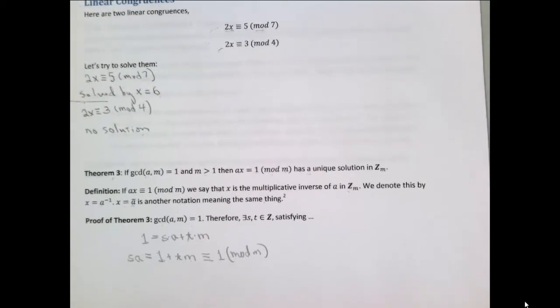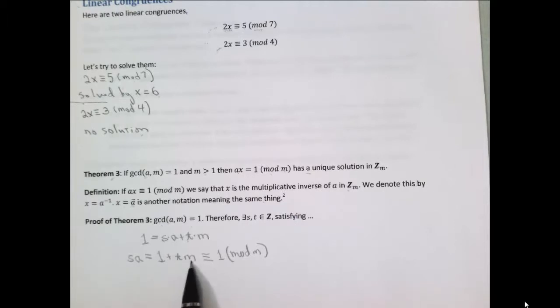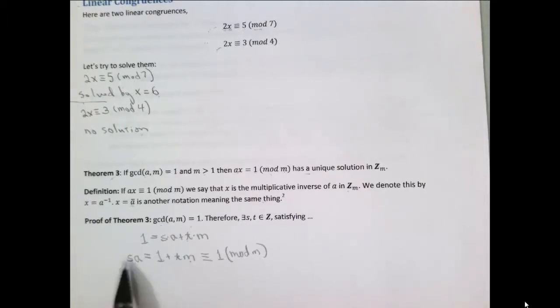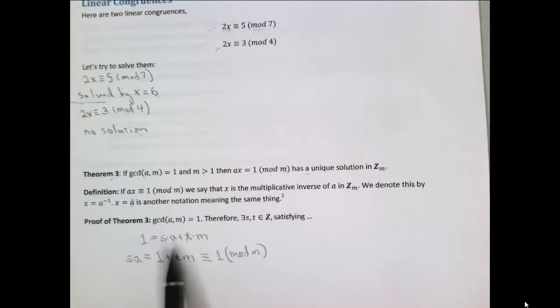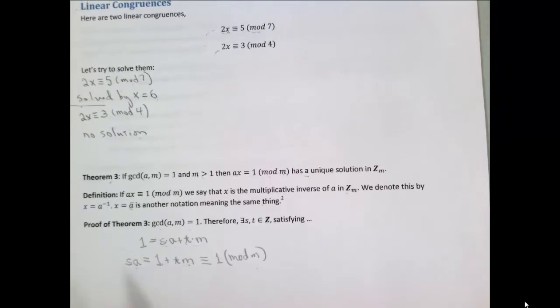Thus we see if a and m are relatively prime, then s, where s is the coefficient of a that we obtain by using the extended Euclidean algorithm, is a multiplicative inverse of a modulo m. And that completes the proof. Let's take an example of that then.